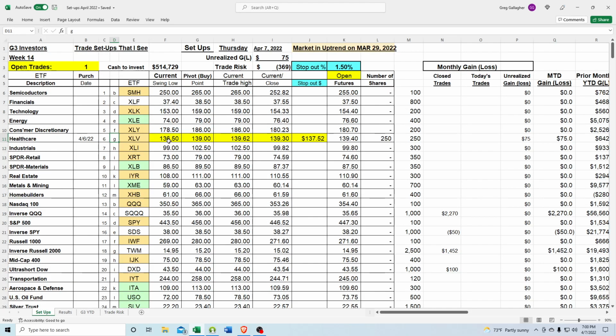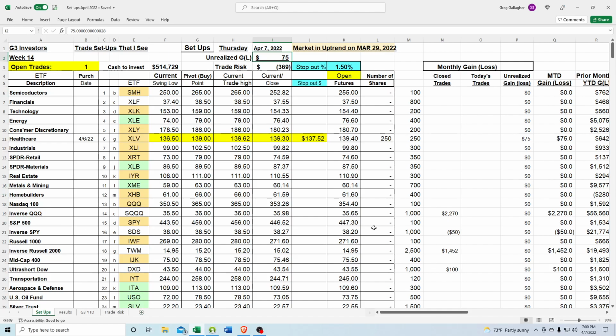Okay, these were the setups we got today. And see, we were at 137.52, so we were underwater on that trade. If it had gone under, we would have lost probably 300 or 400 bucks. Actually, there it is right there. We would have lost $369 if we'd got stopped out precisely at that location. And we only had a $75 gain, and that was as of the beginning of Thursday. So that was really actually Wednesday's activity.